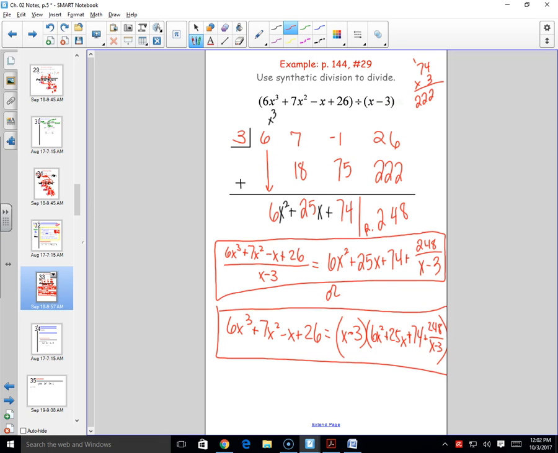We can also say that this shows the division and the answer from the division. This shows the possible factorization. But it's not a good factorization unless it's even. What do I mean by that? Unless there's no remainder. Because right now this is a mess.